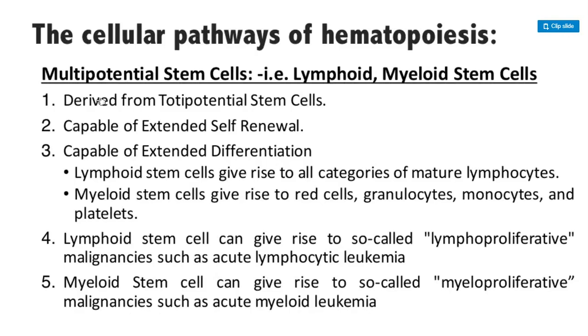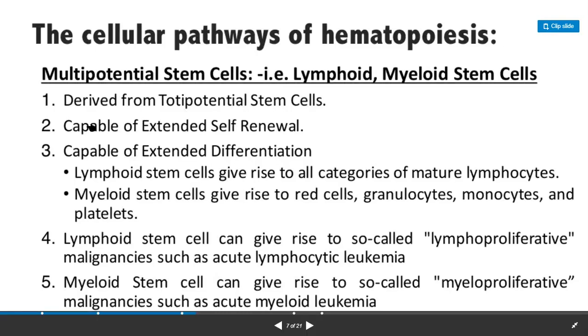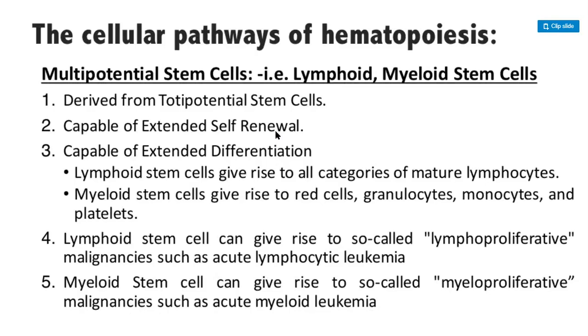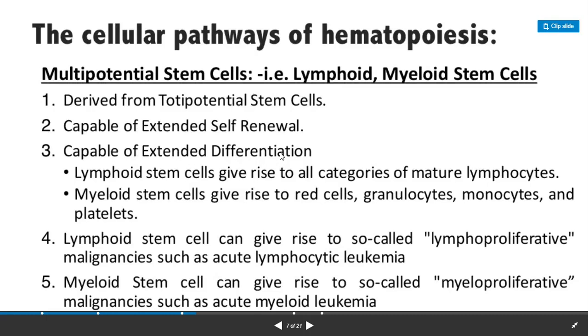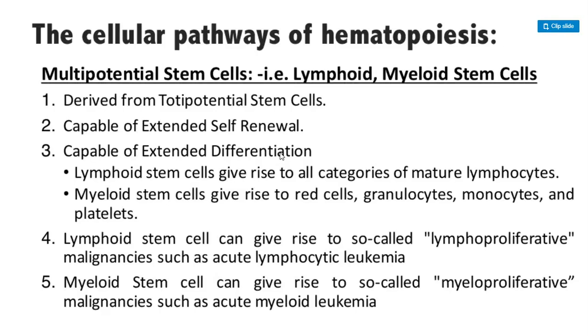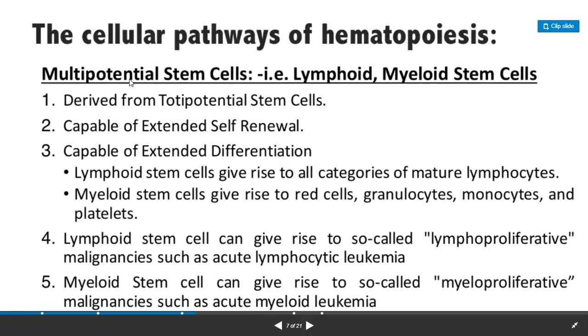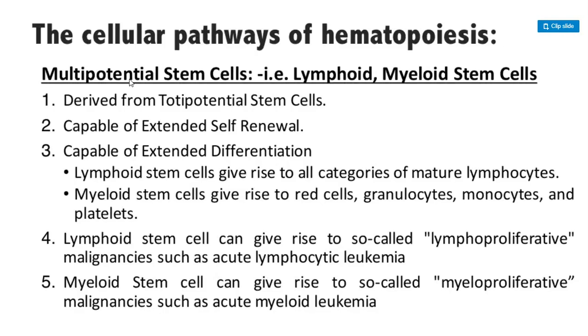So multipotent stem cells come from totipotent stem cells. They are capable of extended self-renewal, but not unlimited, as we said about totipotent stem cells. They can renew themselves to an extent, but not unlimited. They are also capable of extended differentiation, but not unlimited differentiation. Why? Because totipotent stem cells can differentiate into any kind of cell they want. But multipotent stem cells have multiple potential to differentiate, but not unlimited. They cannot just differentiate into anything they like.